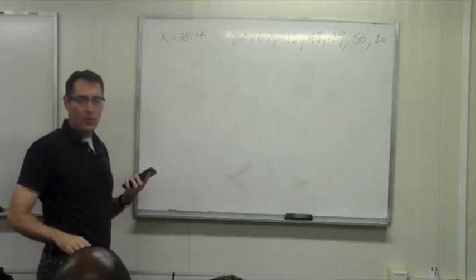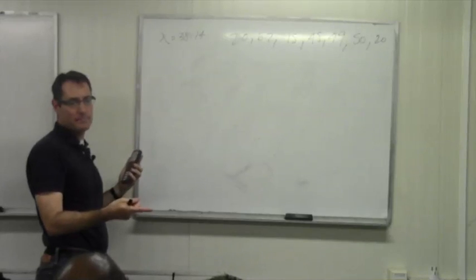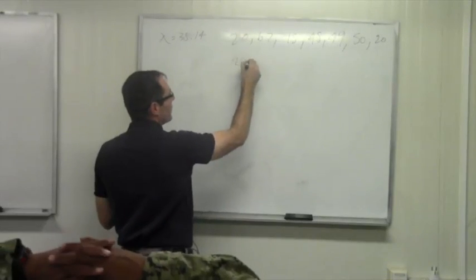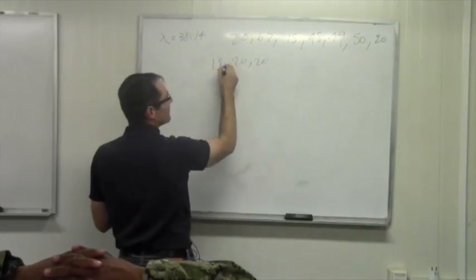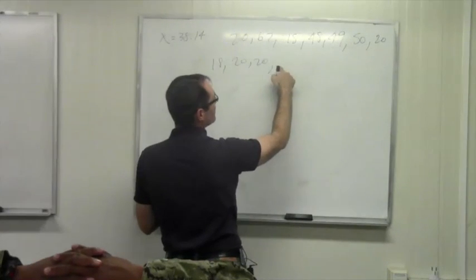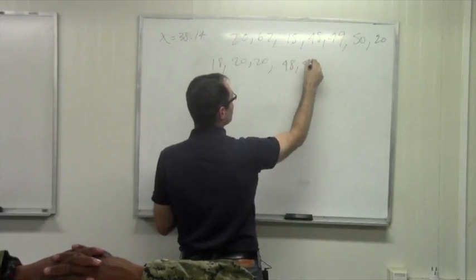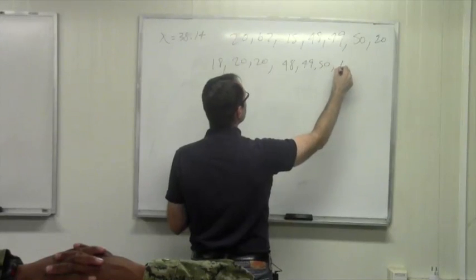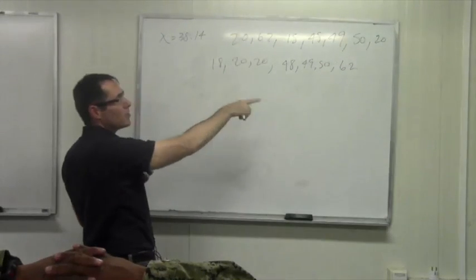What's the median? Well, what do you have to do if you want to find the median? Put it in order. 20, 20. Oh, there's an 18 in there. 18, 20, 20, 48, 49, 50, 62. And then you look at the one that's in the middle.